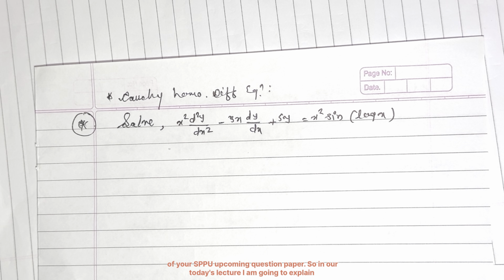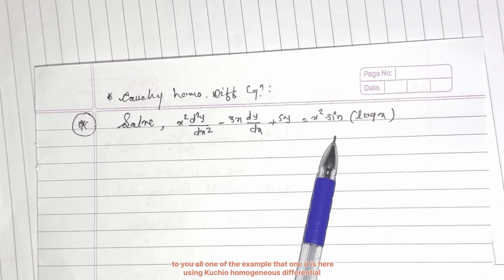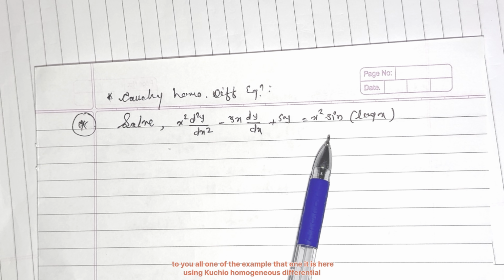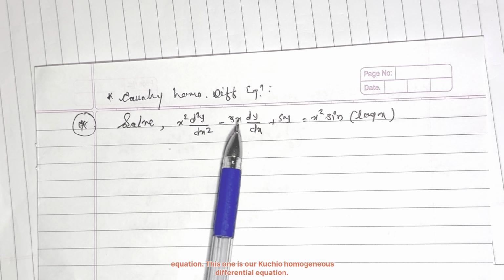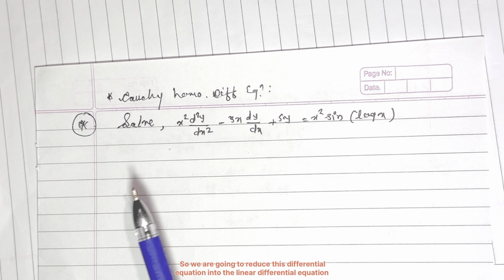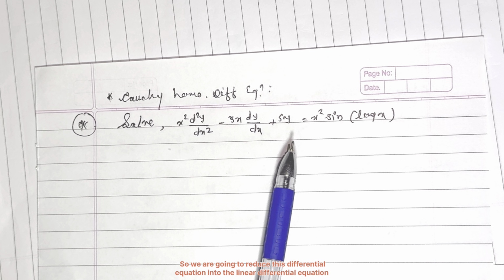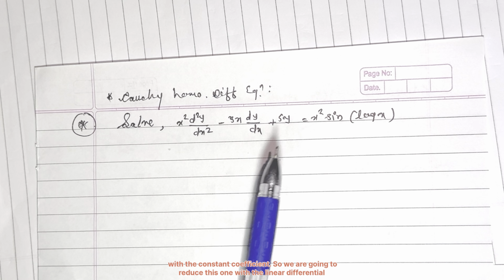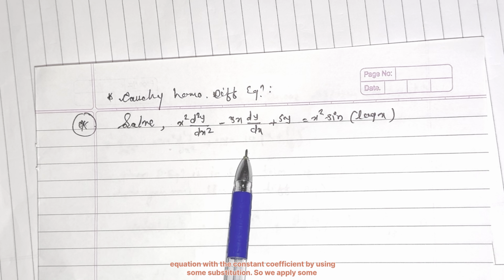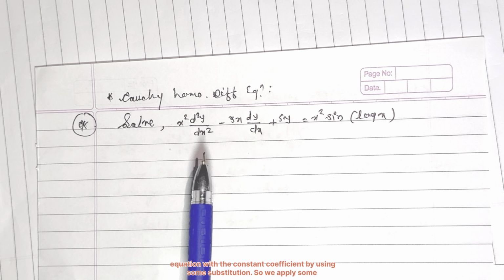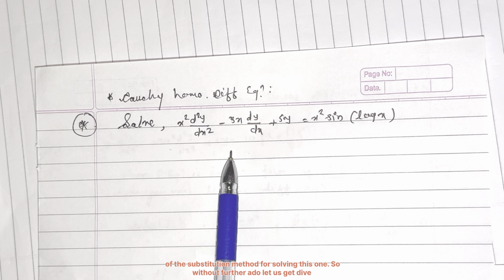So in today's lecture, I'm going to explain one example, that one is here, using the Cauchy homogeneous differential equation. This one is our Cauchy homogeneous differential equation. We are going to reduce this differential equation into a linear differential equation with constant coefficients by using some substitution. So we apply the substitution method for solving this one.